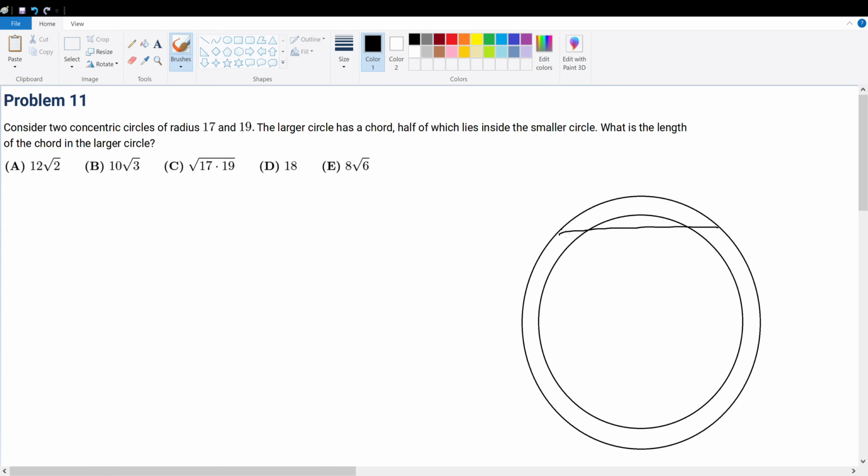But before we solve it, we are given a special criterion, which is that half of the chord lies inside the smaller circle. So that means if the outer circle's side lengths of x and x were to be established, then the inner circle must be 2x, because it must be the same distance. So with this, let's note that the circles are concentric, so they share the same center, which is probably right here.